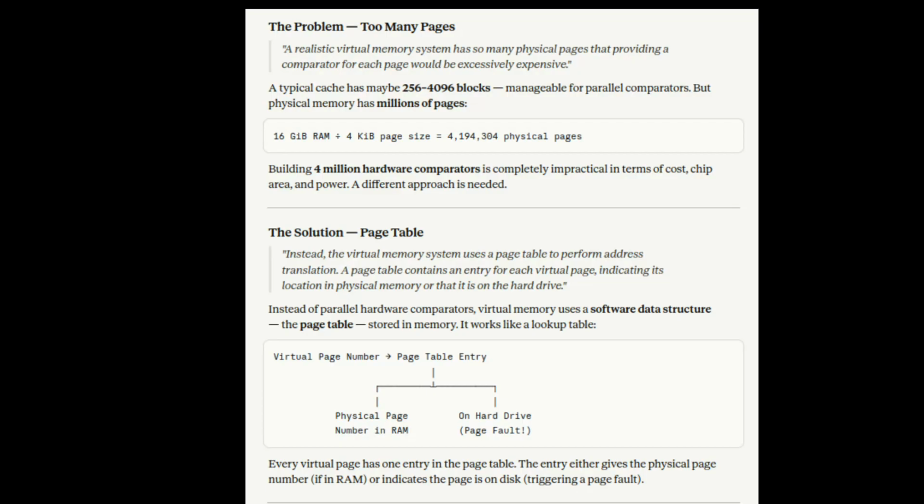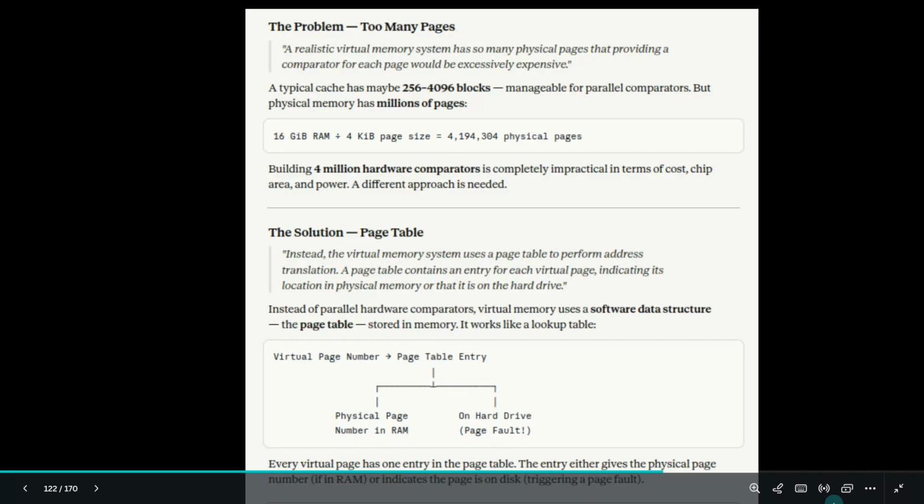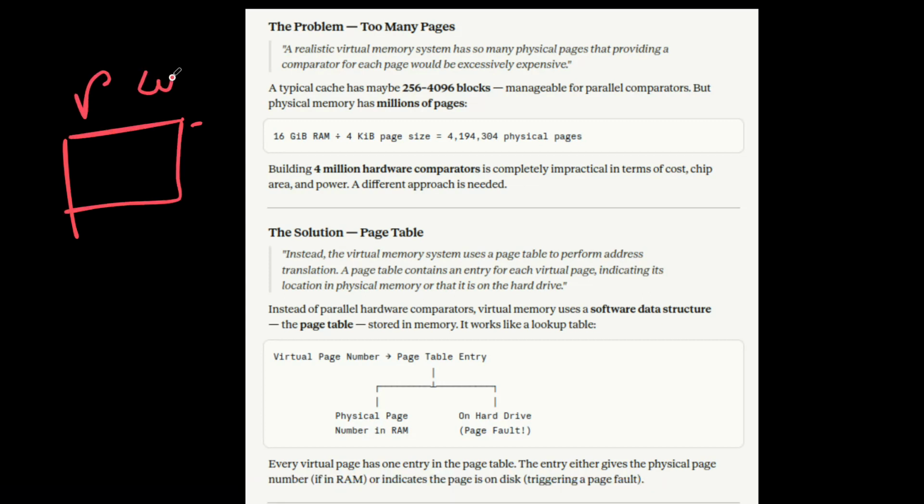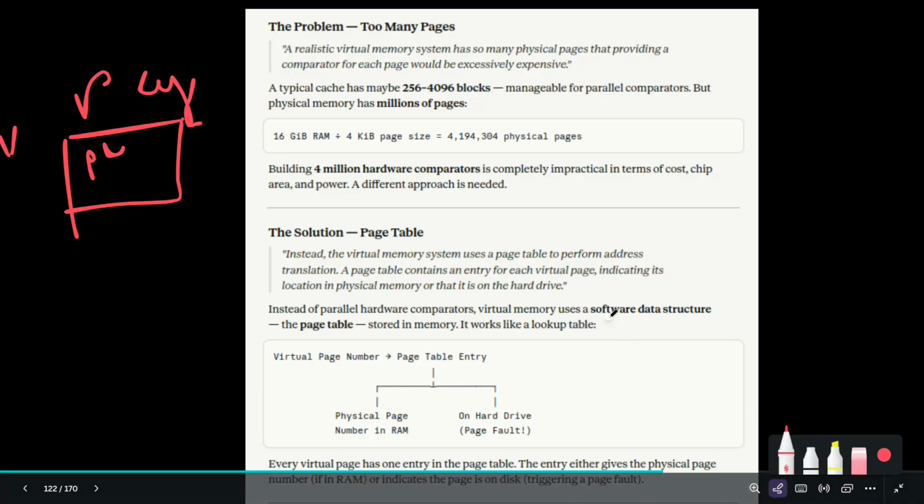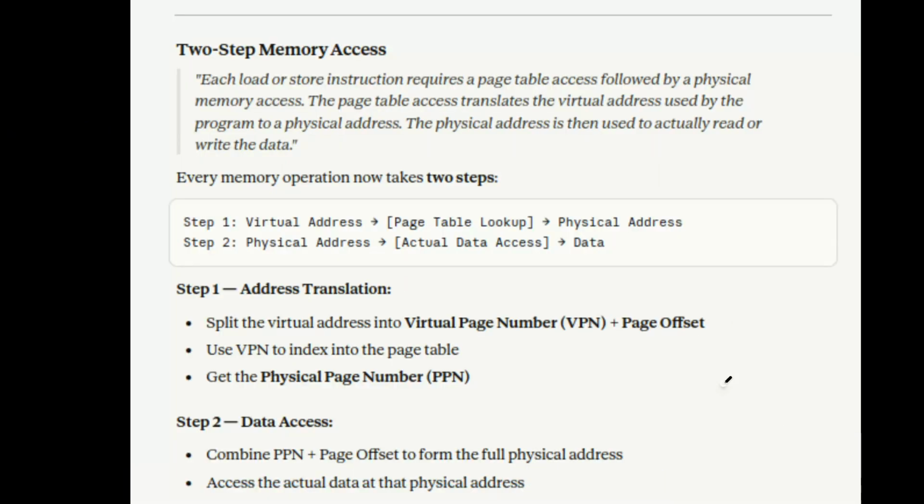So here you have to understand, they would use a page table here. In that page table, each virtual page number would have its corresponding physical page number, or if it is not present, then that means it is present in the hard drive. It is present where? In the memory. It is a software data structure. Try to remember the words software data structure in order to solve the problem of multiple comparators.